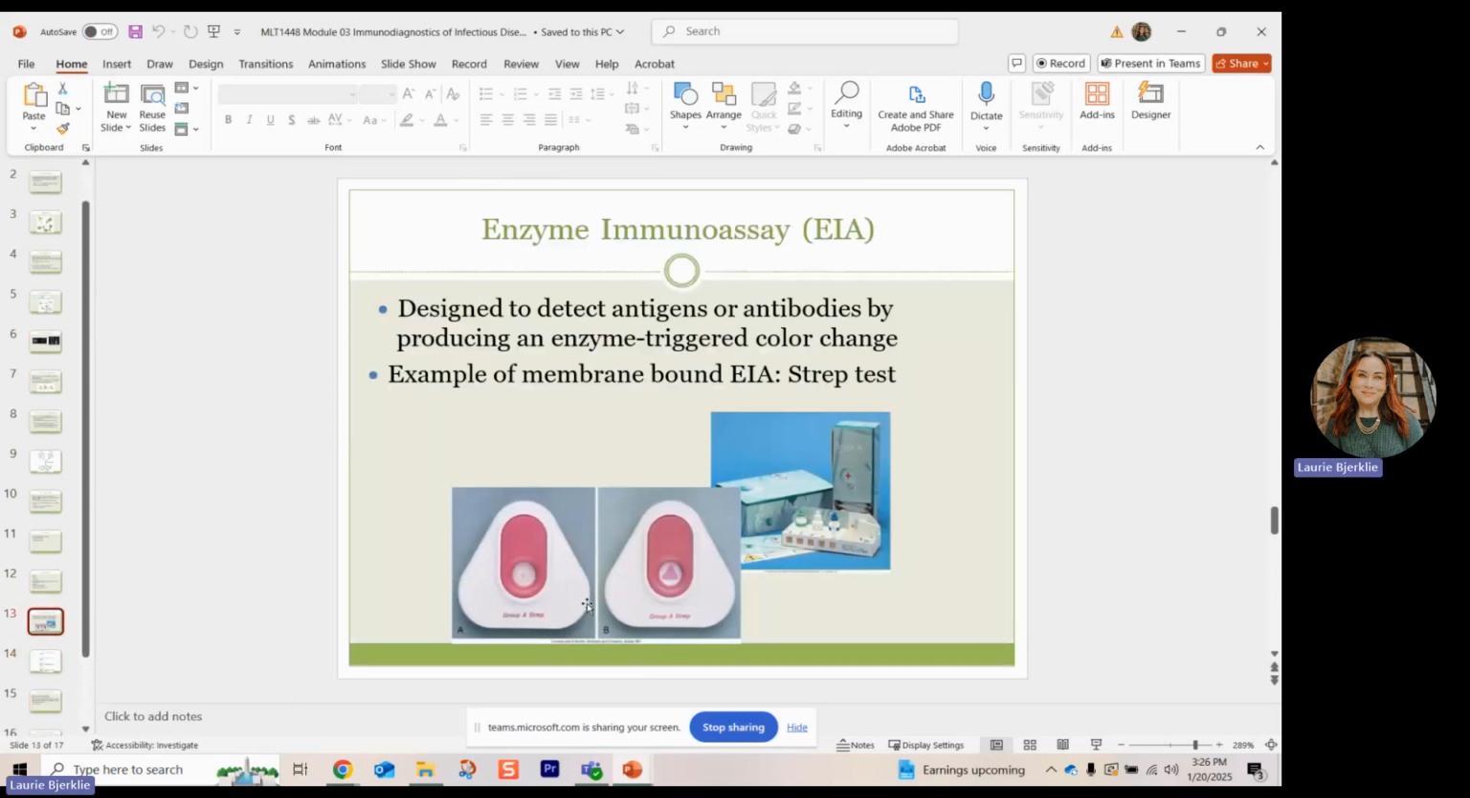If you go back up, you can see that letter A is a negative. There's not much happening in that sample well. B formed a nice colored pink triangle, and that's the enzyme immunoassay part. That's displaying, yep, we have a positive strep here.